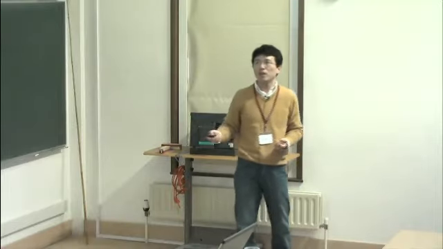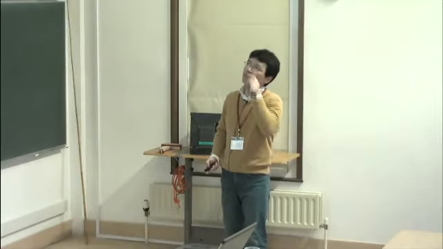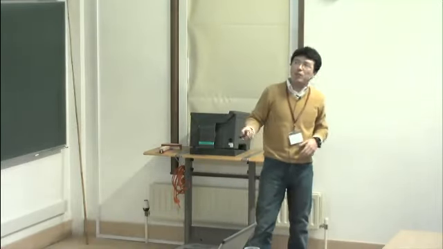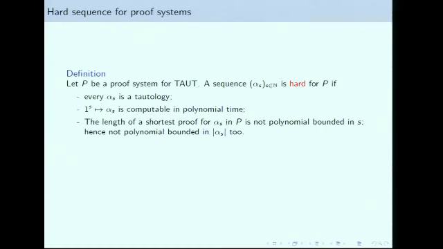So this is the thing we are looking for. Let P be a proof system for TAUT. Our sequence is hard for P. Again, a sequence of instances alpha_s. First, every alpha_s is a tautology, so we want to prove it is a tautology in our system P. Second, we can produce these instances very efficiently, in polynomial time. And lastly, the length of a shortest proof of alpha_s in our proof system P is not polynomially bounded in alpha_s.